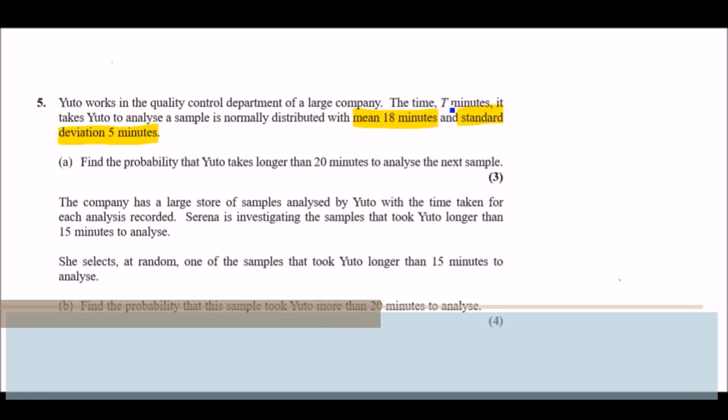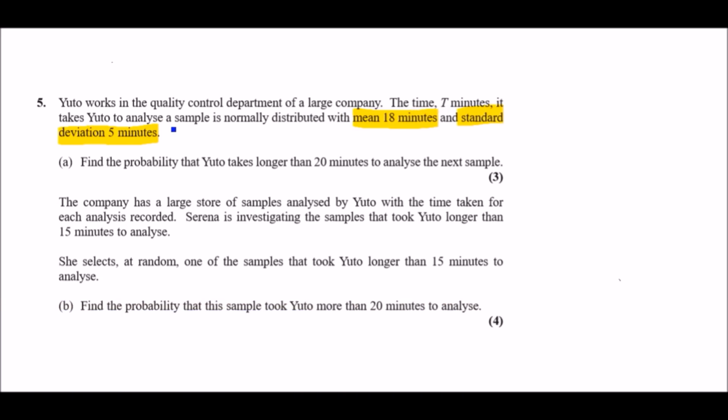Now, Yuto works in the quality control department of a large company. The time T minutes it takes Yuto to analyze the sample is normally distributed, with mean 18 and standard deviation 5. So before we answer any question, always write the distribution at the top. We can say let T be normally distributed with mean 18 and standard deviation 5, or variance 5 squared. Just to make it clear, this is represented as mu and sigma squared, where mu is the mean and sigma is the standard deviation.